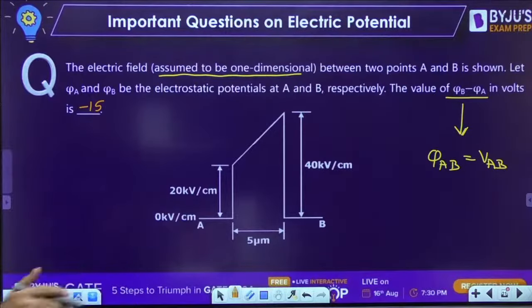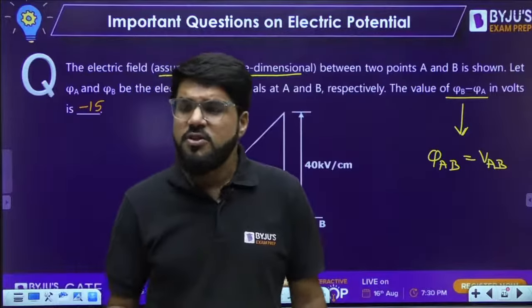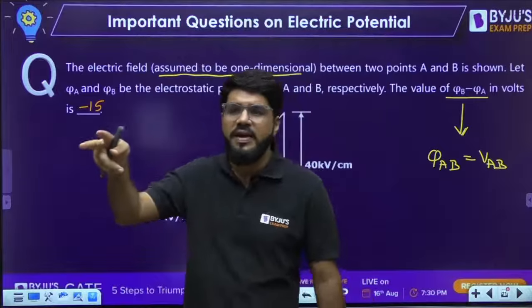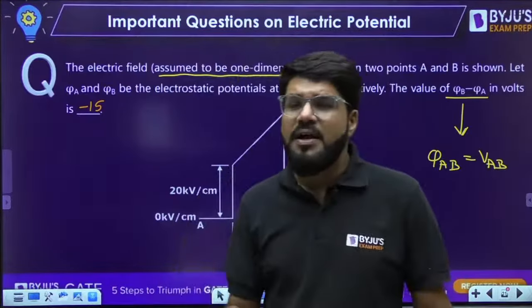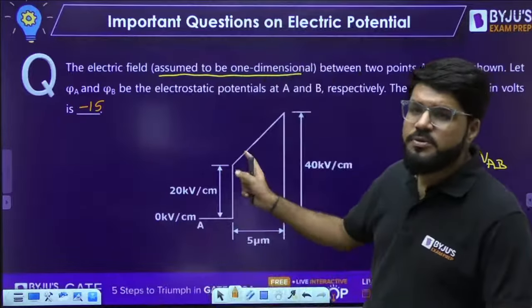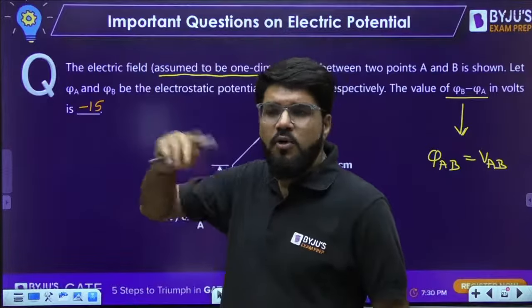It is clearly mentioned, dreamer, that the electric field is assumed to be one-dimensional. If it is not mentioned, then how do we calculate potential difference? Like we solved the question Vx minus Vy, that is the line integral of the electric field. That line integral becomes a simple one-dimensional integral, and that is why we use the area concept if it is 1D. Otherwise, you can refer to that Vx minus Vy question, dreamer. How we calculated there?